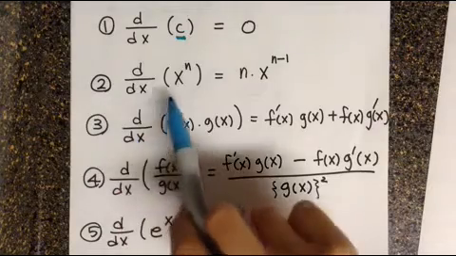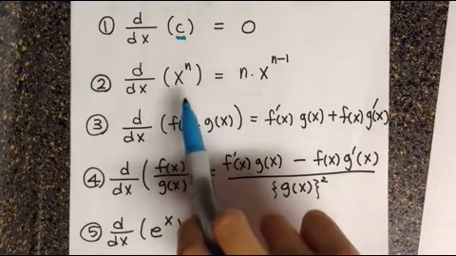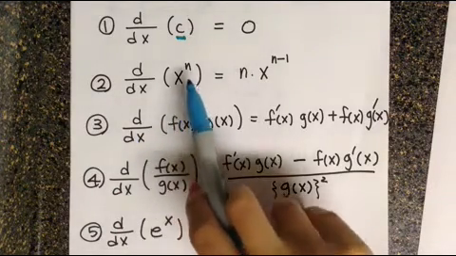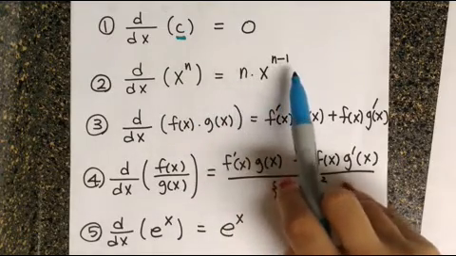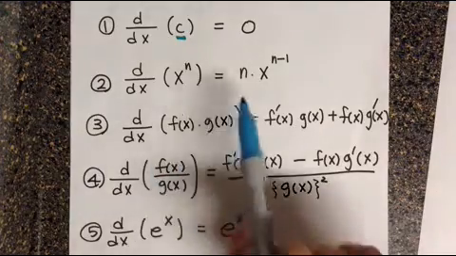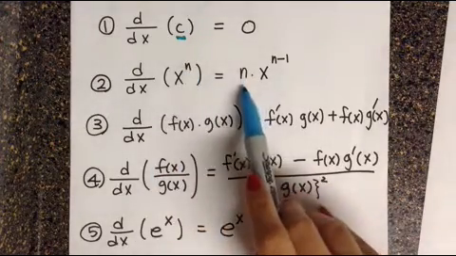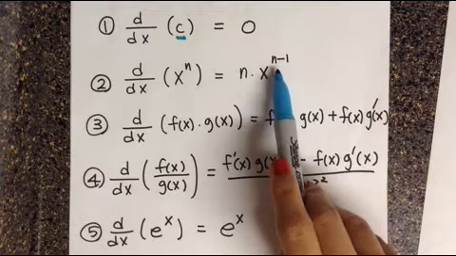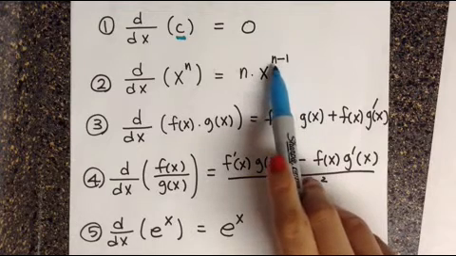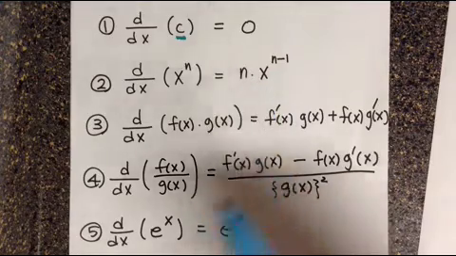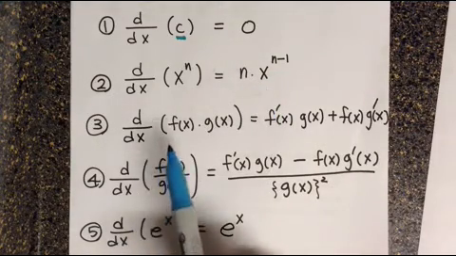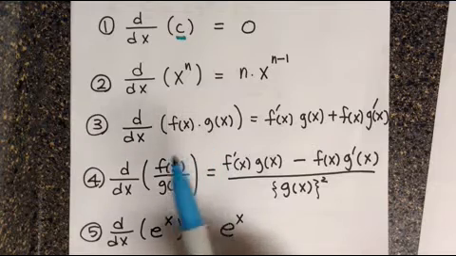And second, power rule. If you differentiate x to the n, it becomes n times x to the n minus 1. You need to bring n down and subtract 1 from the power when you apply the power rule.